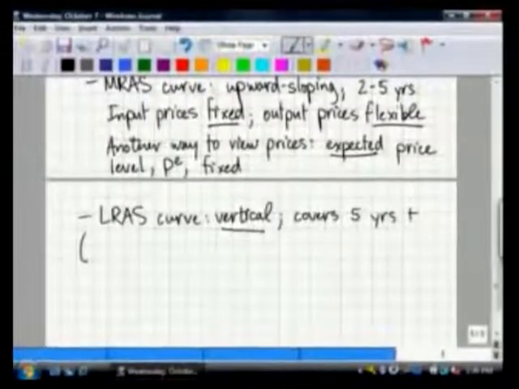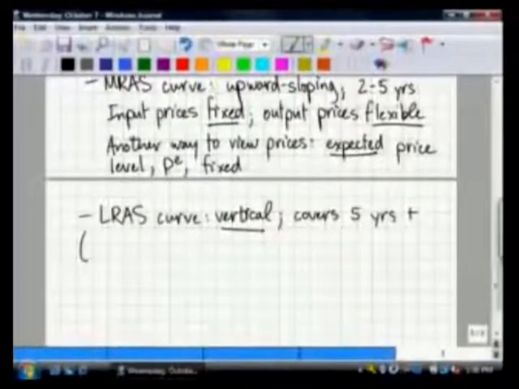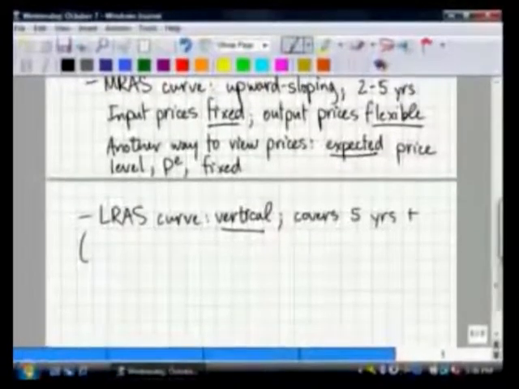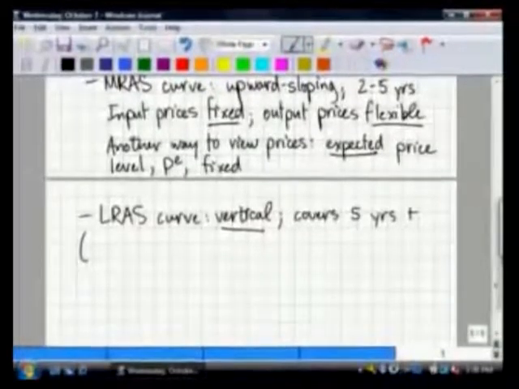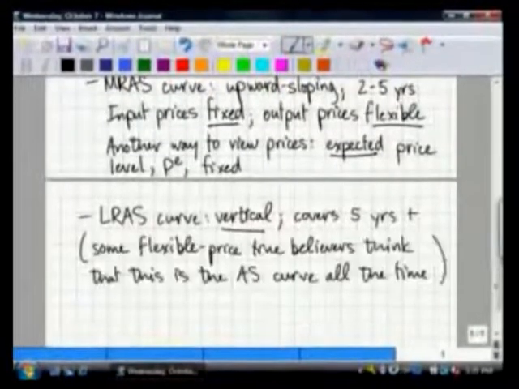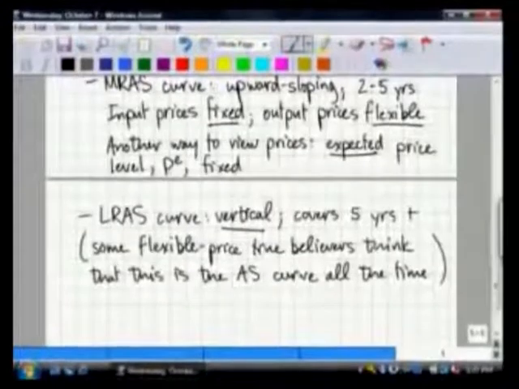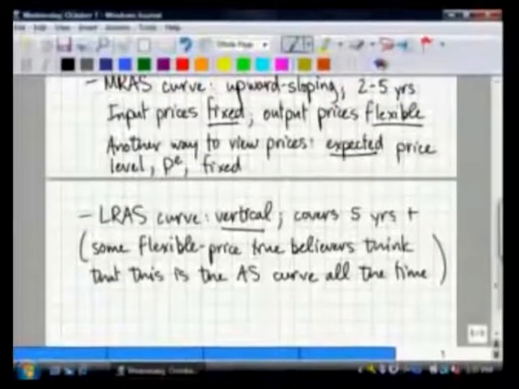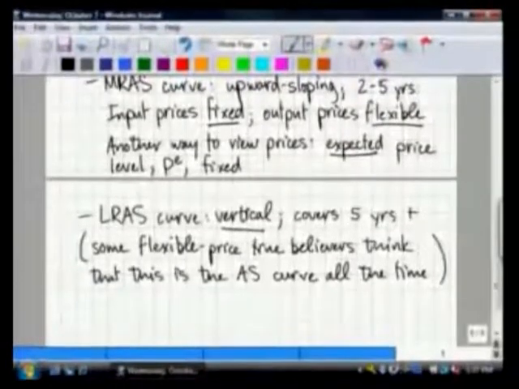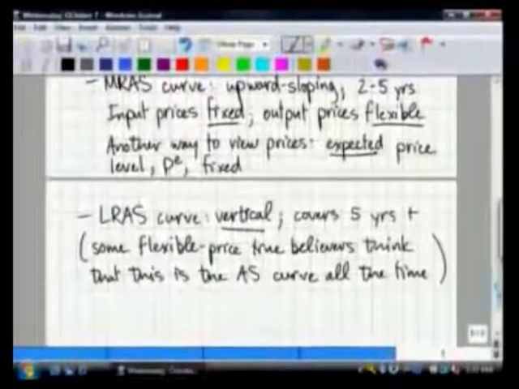Some economists who really believe in flexible prices think that this is actually the right aggregate supply curve at any point in time. They think that that's the aggregate supply curve all the time. Now, if you believe that, that has really interesting and very far-reaching implications for the economy, in particular what you can do to the economy as a government.